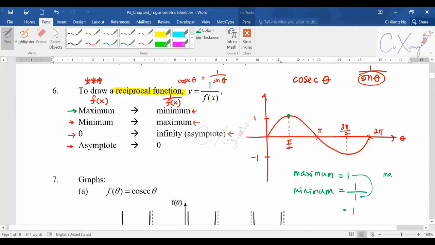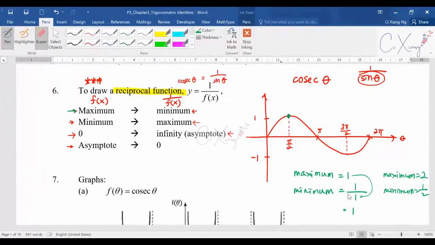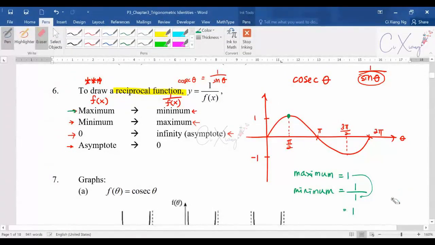Another example: if your maximum is 2, then what is your minimum point? Your minimum point will be 1 divided by 2. Our case is this one: the original maximum value is 1, therefore the minimum is 1 divided by 1, which is still 1. So my minimum is here, and you will have a curve something like this. But I still don't know the overall curve yet, so I will just draw a small curve like this to remind me that this is a minimum point.